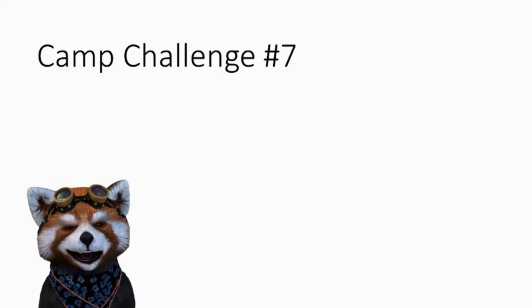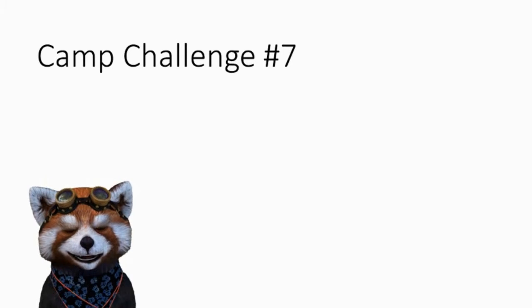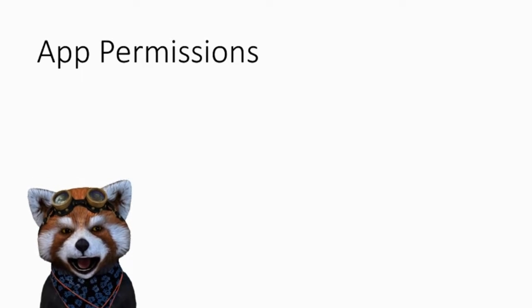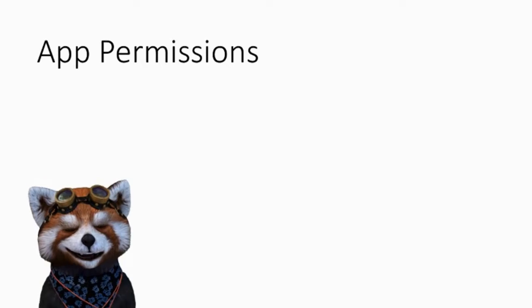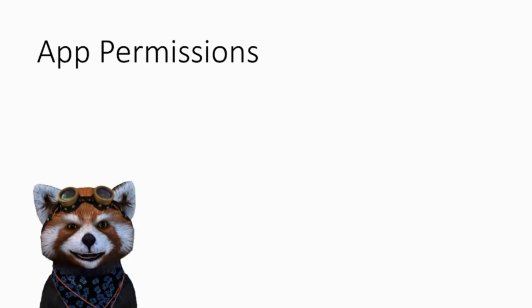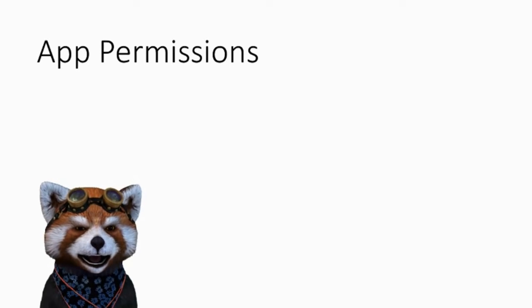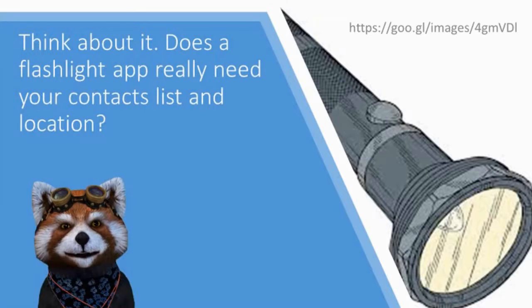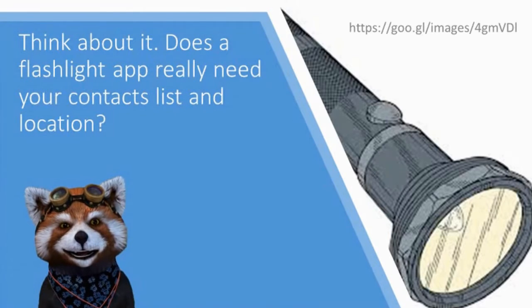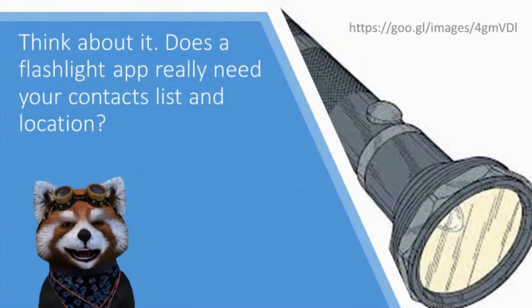We have an activity for you to complete about in-app permissions. Are you up for the challenge? Did you know that when you install an app, they may be collecting more information than they need? Least privilege also means keeping companies from seeing more of your information than they need. Think about it. Does a flashlight app really need your contact list and location?